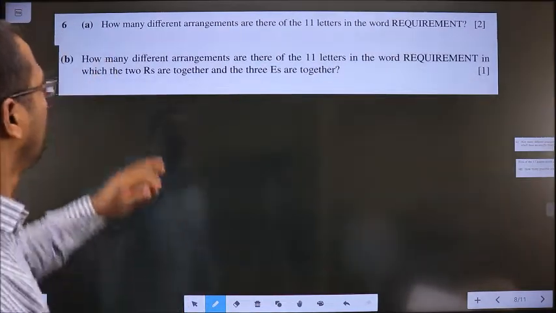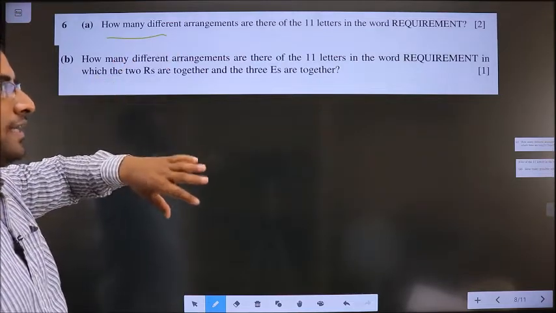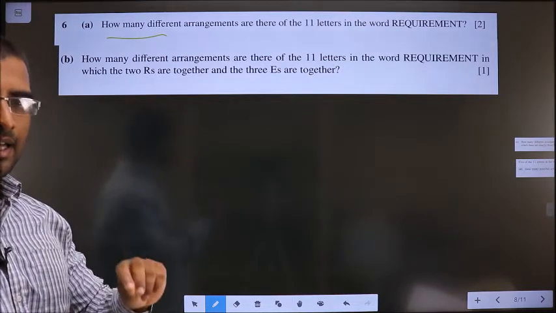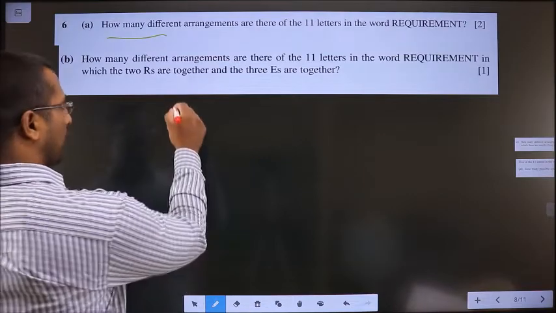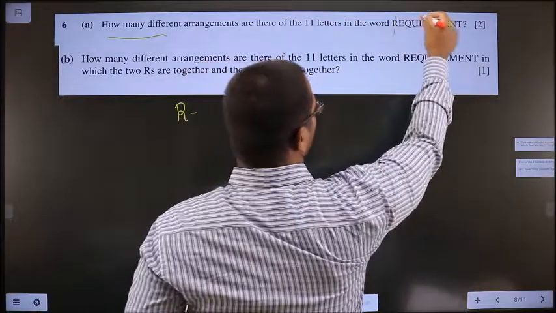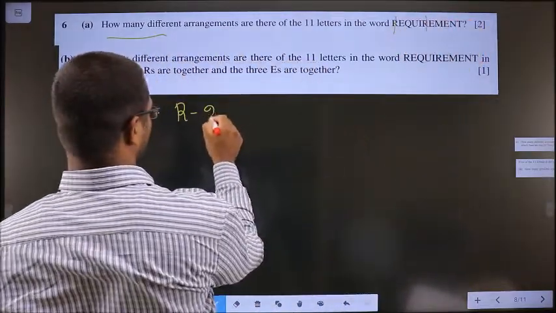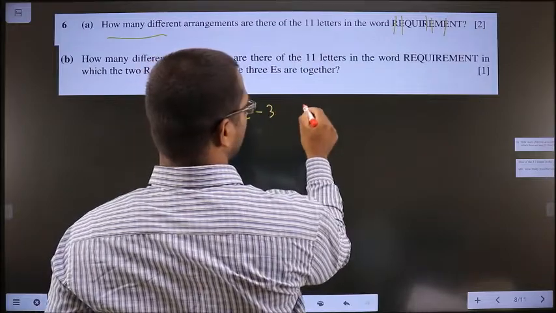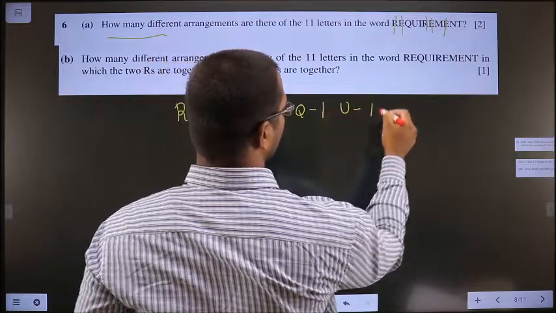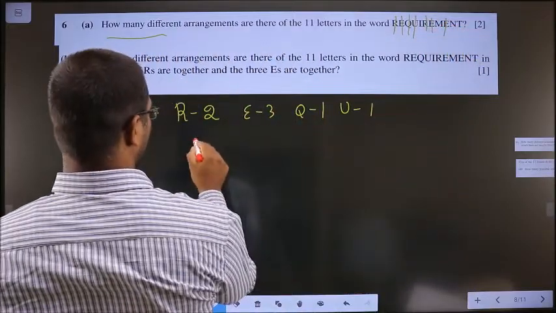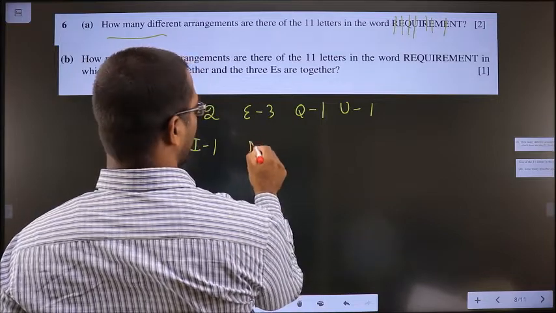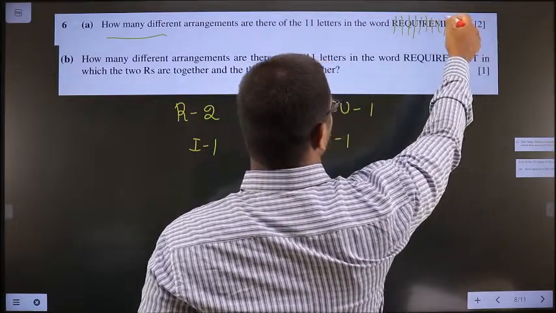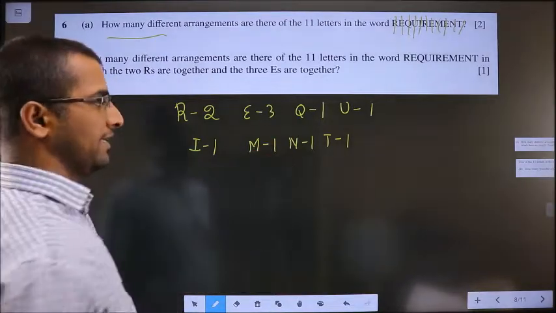Question 6. How many different arrangements are there of the 11 letters in the word requirement? Whenever you come across a word, write how many times each letter appears. That is a good practice. Starting with R, how many R's are present? 2. Next letter E: 1, 2, 3. Next letter Q is once. Next letter U is once. Next letter I also once. Next letter M is also once. N is also once. T also once. Okay, so 5, 6, 7, 8, 9, 10, 11.